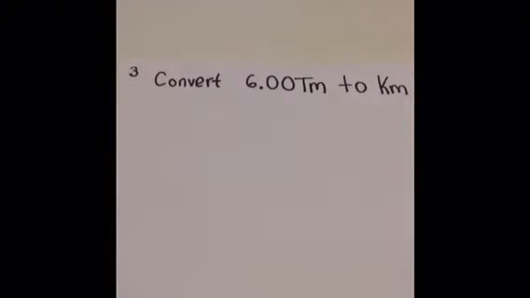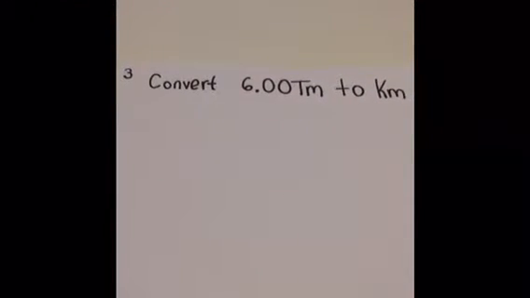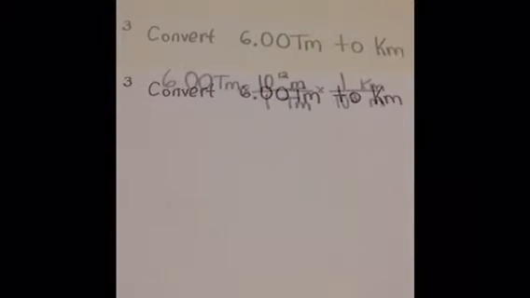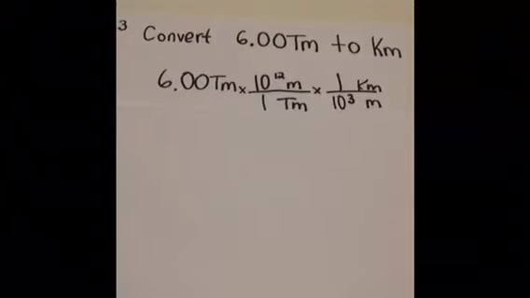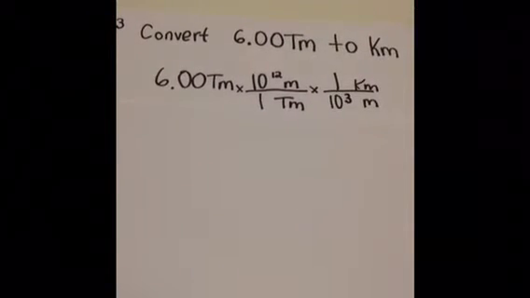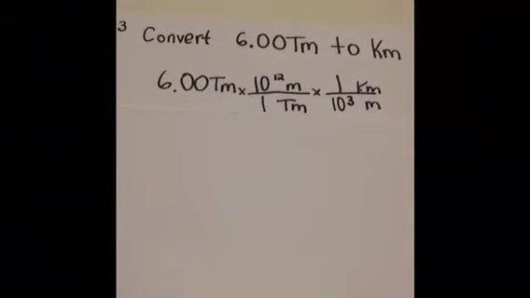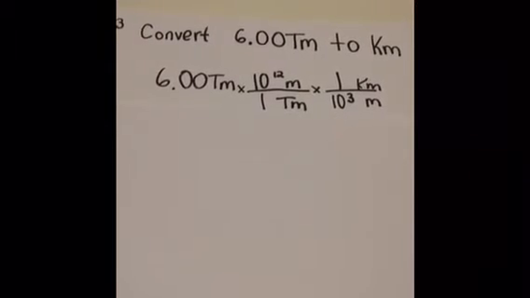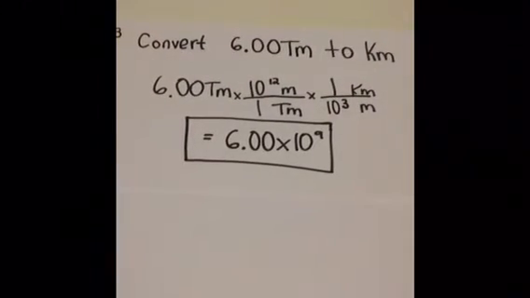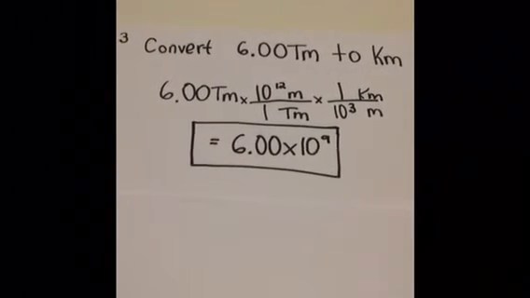This is your last problem. You're going to solve this one by yourself. Pause and take a chance to work this out by yourself. Okay, this is how your setup should have looked. If it doesn't look like this, then you should double check your work. And your answer should be 6.00 times 10 to the 9.